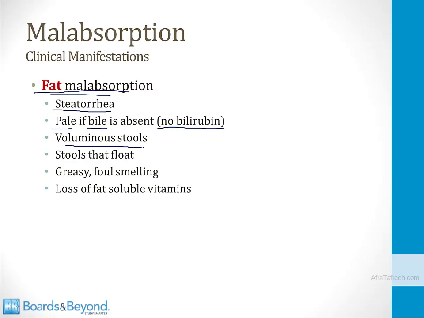In addition, fat malabsorption leads to voluminous stool. The fat tends to take up a lot of volume and make large volume of stools. Stools will float in fat malabsorption. That's because fat is not soluble in water, so the stool will separate from the water in the toilet bowl and the stools will float. And then finally, fat leads to greasy, foul-smelling stools, and you can also lose fat-soluble vitamins in the stool.